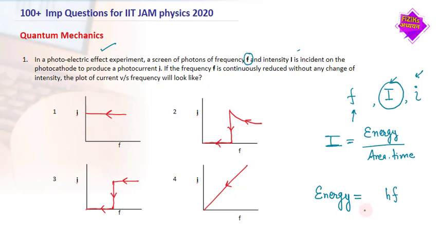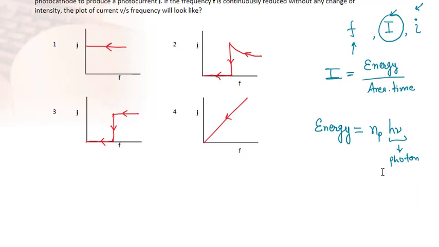Most of the time I write it as h nu, but since I have used the symbol f, I will write it as hf, or you can write it as h nu. Let me write it as h nu. So energy is h nu per photon. This is the energy of one photon. Now let's suppose there are Np number of photons, where p means photon and n means number. So the total energy of the photons will be Np h nu. So now I is equal to Np h nu per unit area per unit time.